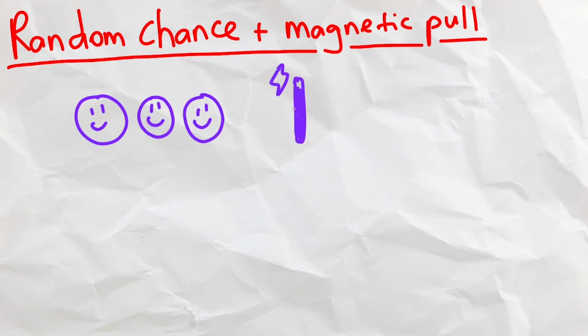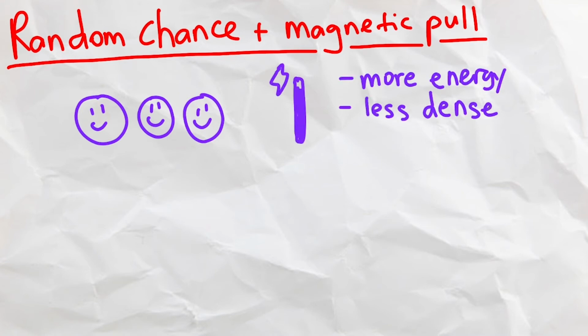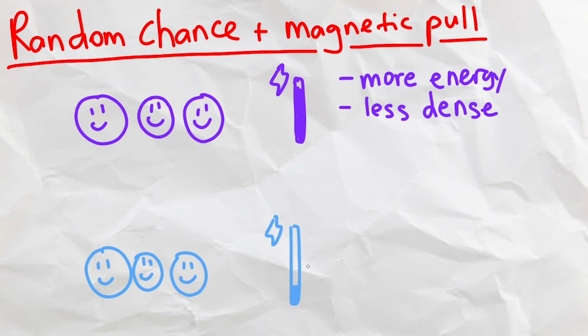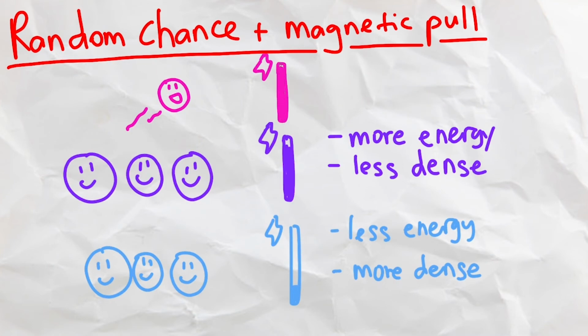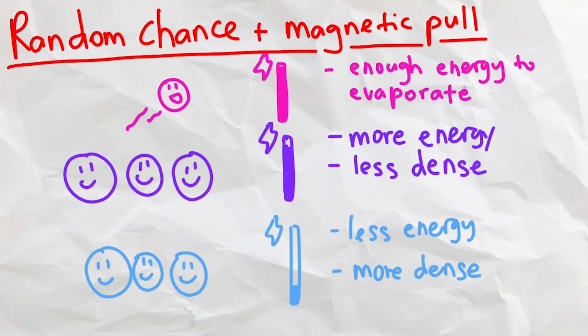As some molecules gain more energy, they become hotter and gain more temperature. Hot water floats to the top as it is less dense than the cold water, and eventually, they will get to the point where they have enough energy to be evaporated into water vapor.